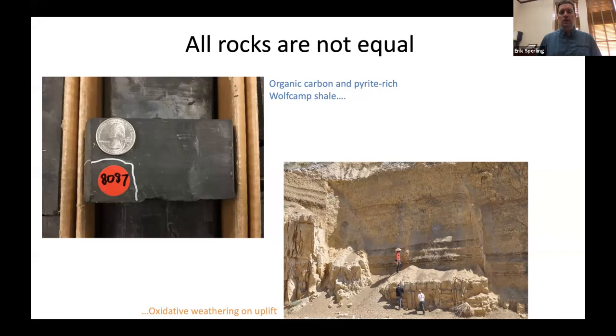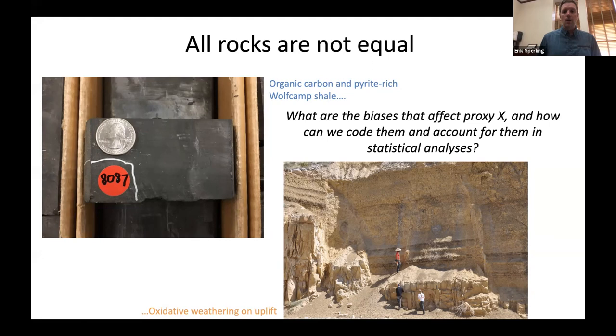And in order to do this, we need simple facts about the samples, say, whether they're from core or outcrop, coded into our data matrix. Or put differently, what we need to be asking in terms of these database analyses are, what are the biases that affect our given geochemical proxy, and how can we code them and either remove the undesirable samples from analysis or account for these different biases in statistical analyses? And so not only do we need our sample and age and our geochemical proxy, but we need a whole host of accessory geochemical data and other geological context data so we can correctly interpret these data from all over the world.